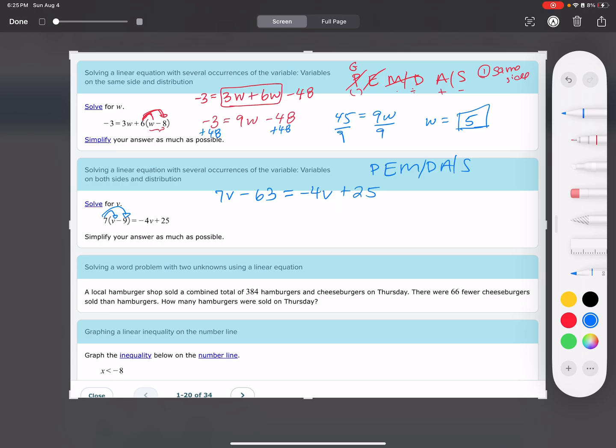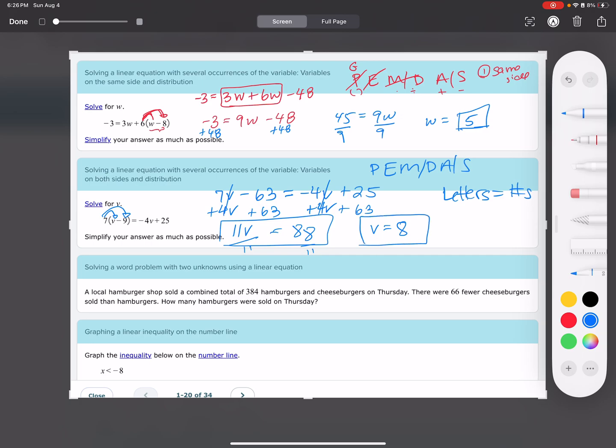Now we need the letters on one side and the numbers on the other side. So I add 4V to both sides, and I get 11V. I'm going to add 63 on the other side so I can get the numbers on the other side, and I get 88. Now I have 11V is equal to 88, and I'm going to divide both sides by 11, and V is going to be indeed 8.